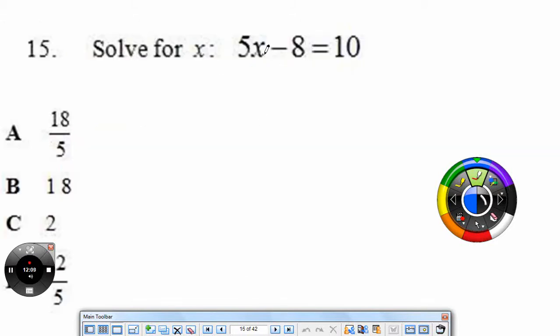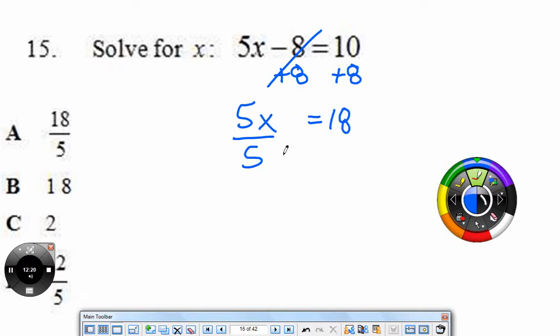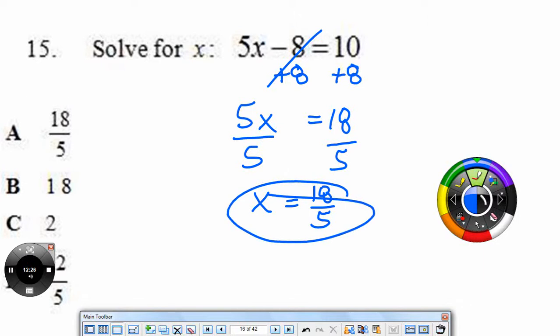Okay, solve this. We want to add 8, so this would be 5x equals 18, divide by 5, x equals 18 over 5. So this one.